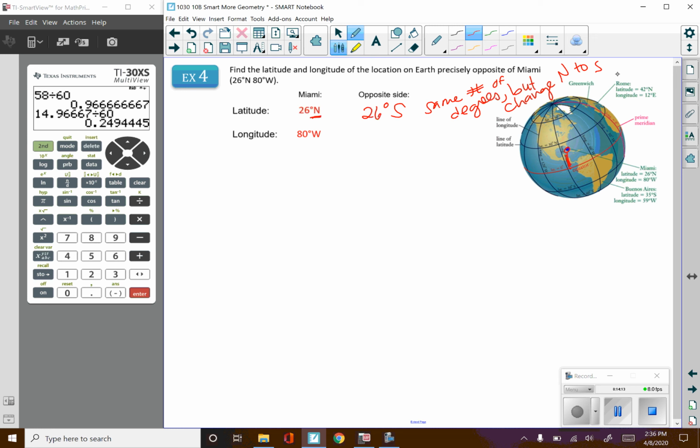Longitude is a little bit trickier, and if I had you in person with me and I could hold up a globe, I would be able to explain this really well. But if you're thinking about something on the other side of the Earth, it does definitely change from west to east, but it's not the same number of degrees.